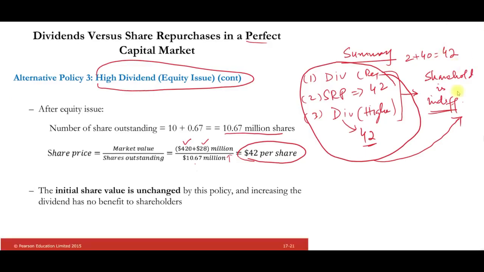Okay, so does it mean that the dividend payout method is irrelevant? Can we say that it is irrelevant for the shareholders' wealth? Because we can see that shareholders' wealth is not changing. So in a perfect capital market, the dividend payout policy is irrelevant. Okay, we can see that, and we will make a theory also, a proposition also, after this slide.